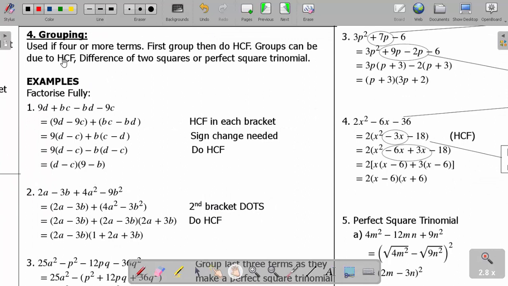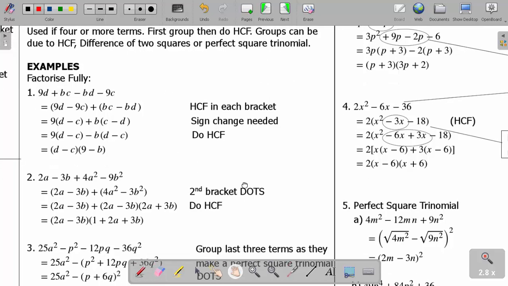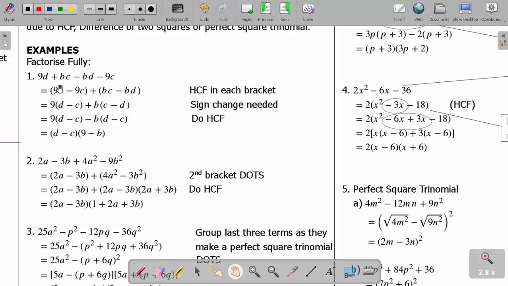Grouping is used for four or more terms. First you group them, then take out the common factor, then the groups can be factored by HCF, then use the difference of two squares or a perfect square binomial. For example, let's say here: factorize fully. We have 9D plus BC minus BD minus 9C.